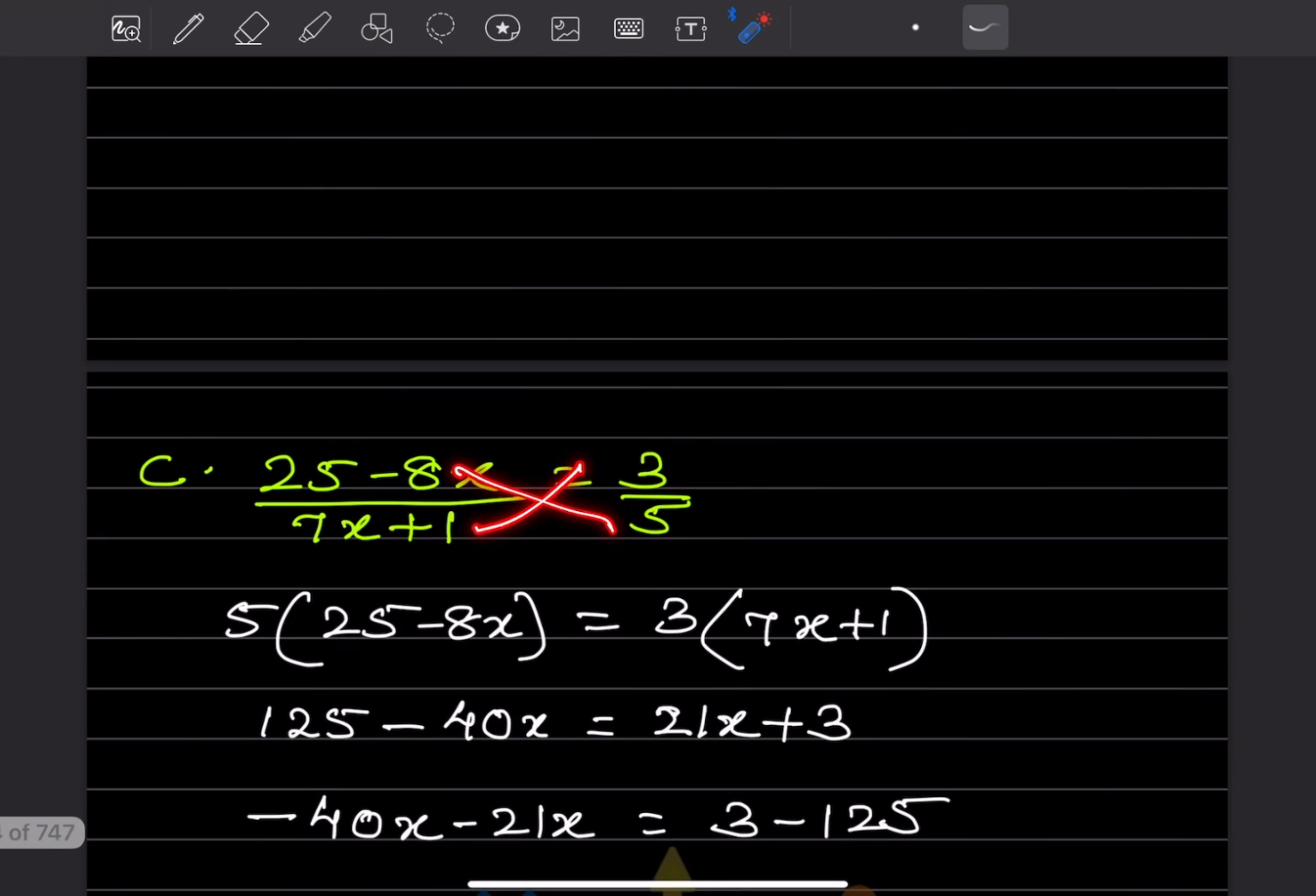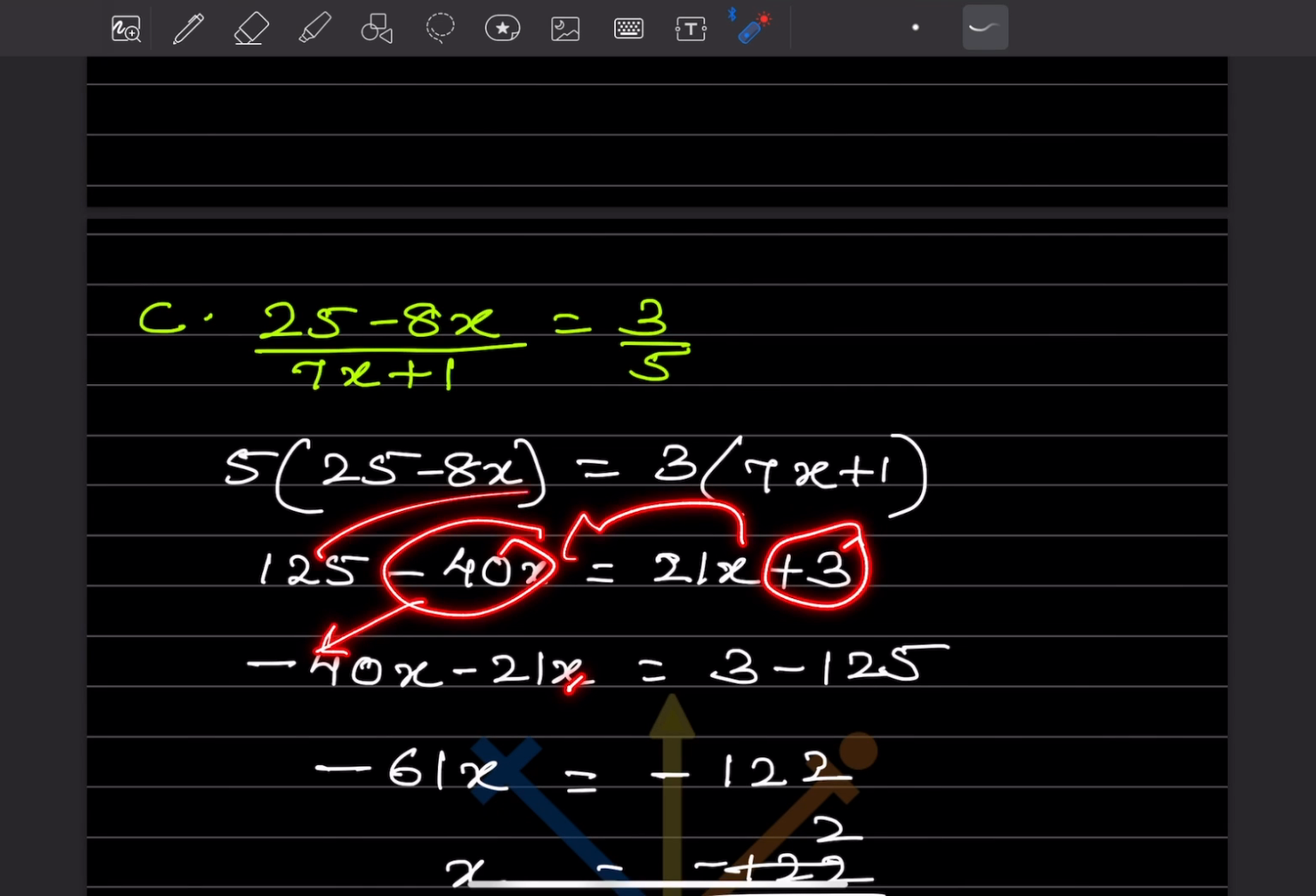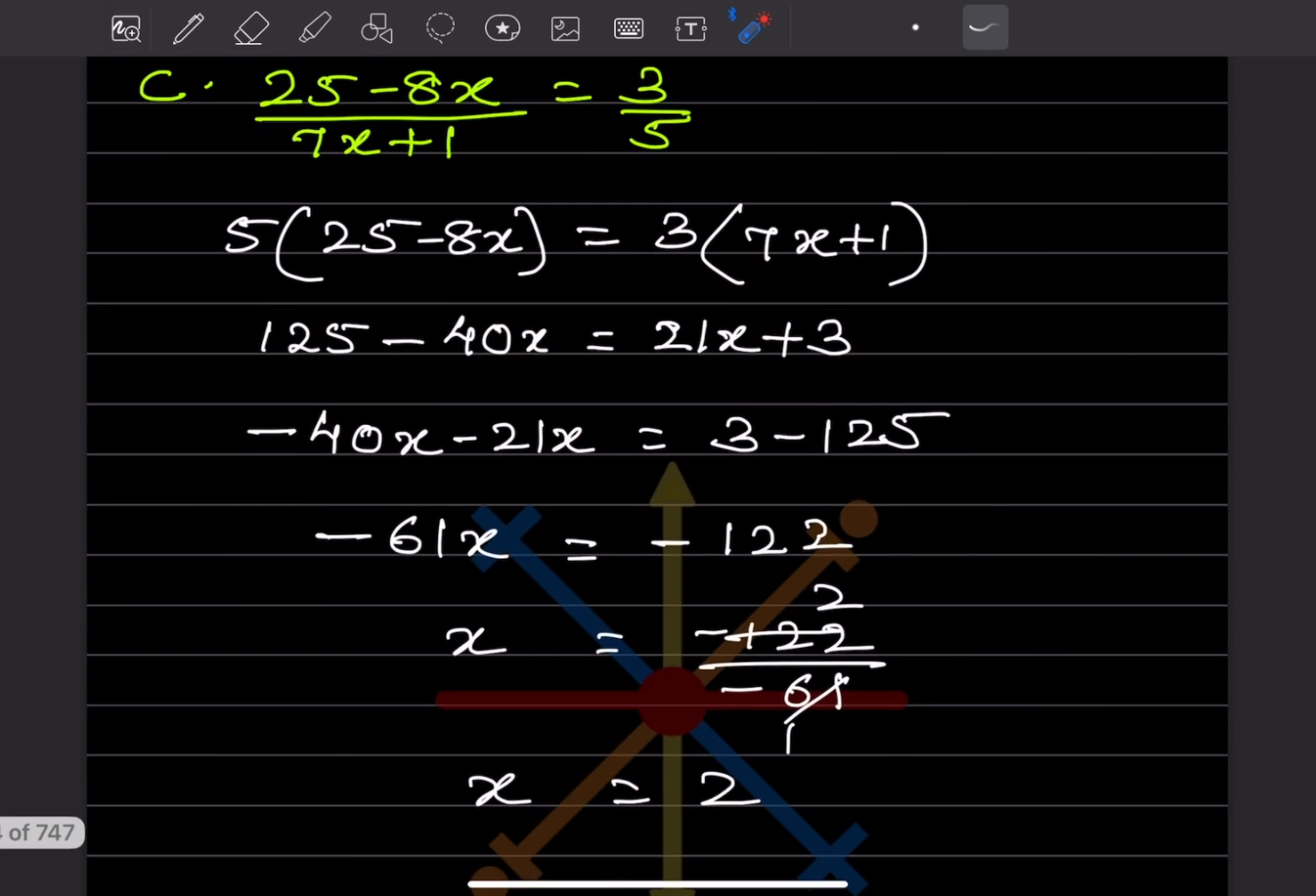Same here, 5 into (25 minus 8x) will be 3 into (7x plus 1). So this will be 125 minus 40x, that will be 21x plus 3. So now minus 40x is already on the left hand side. This will go here, minus 21x. This is 3. This will go on the other side, that will be minus 125.